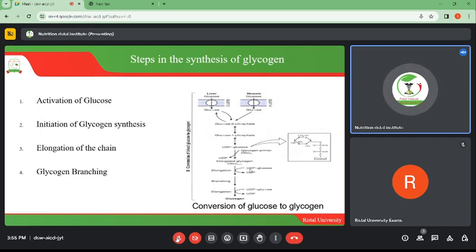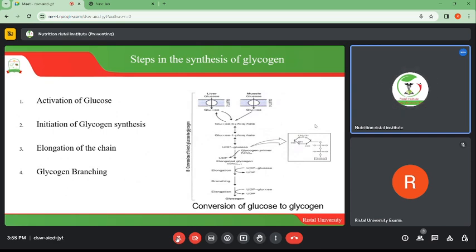Now there are some steps in this process of glycogenesis, the synthesis. First is the activation of glucose, then initiation of glycogen synthesis, and then elongation of the chain and glycogen branching. It's very important for us to have this glycogen branched, because glycogen branching increases the solubility and helps in the storage of these glycogen molecules, so it is easily stored by the body in the tissues that store them.